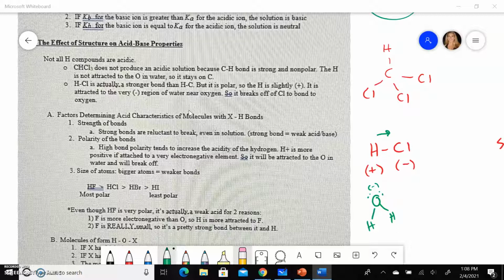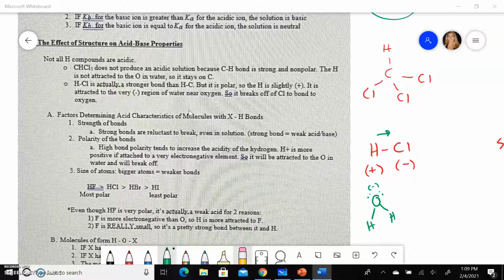So the more polar something is, the more positive the hydrogen is, which means the more attracted it is to oxygen in water. And so in general, if it's an extremely polar bond, meaning that it's attached to a very electronegative element, then the hydrogen is likely to break off, so it will be more acidic. You also can look at the size of the atoms. So bigger atoms tend to have weaker bonds.